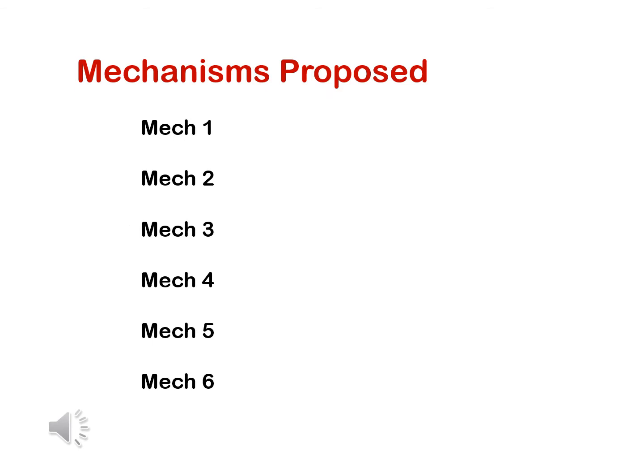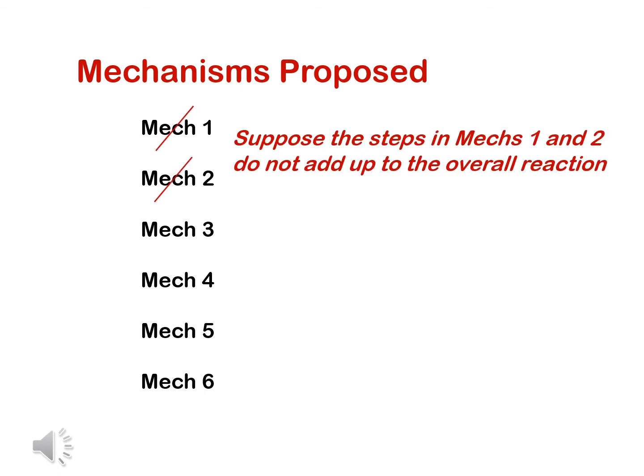Let's suppose a research group writes down what they think are 6 possible mechanisms for a reaction. You can't take a little camera down and watch what the molecules are doing. So the only way you can do this process is to first of all try and then eliminate the possibilities. Suppose that mechanism 1 and 2, when you add the steps, don't even add up to the overall reaction. That's obviously a requirement because it can't be the mechanism if the steps don't add up to what you're studying. So you can eliminate those 2 as possibilities.